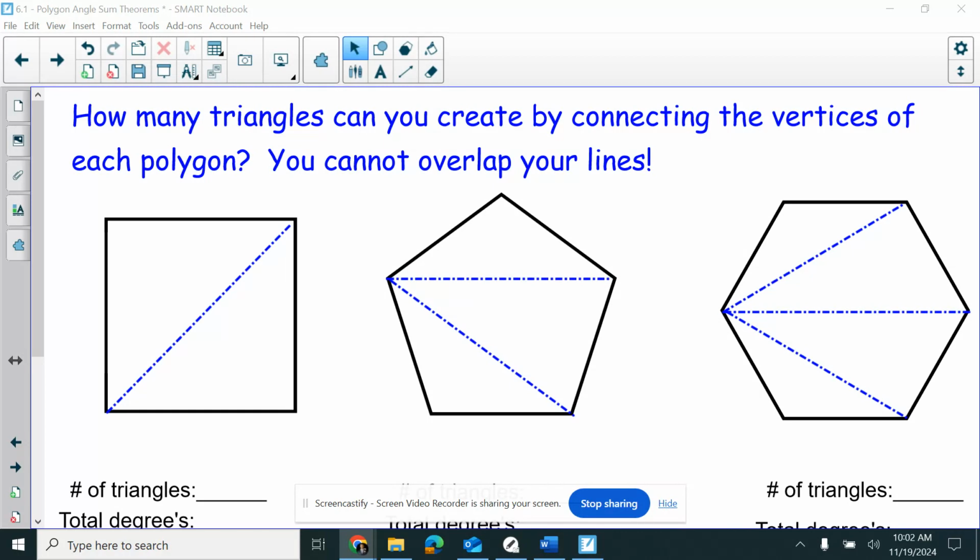This is Mr. Wright. Today we're going to go over how to find the measure of interior and exterior angles in a polygon. So we're going to look at polygons with different numbers of sides.